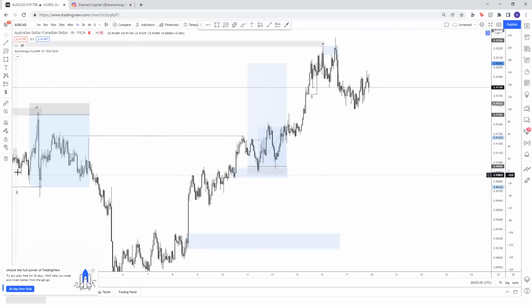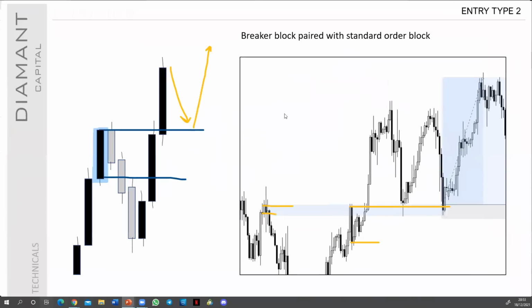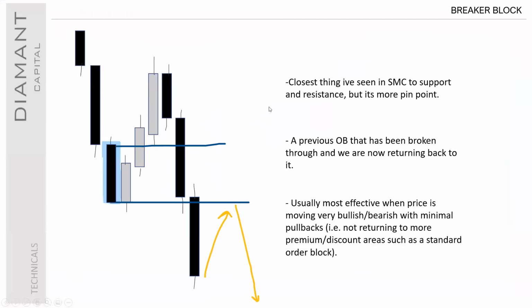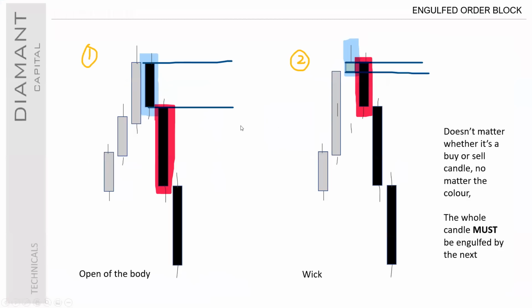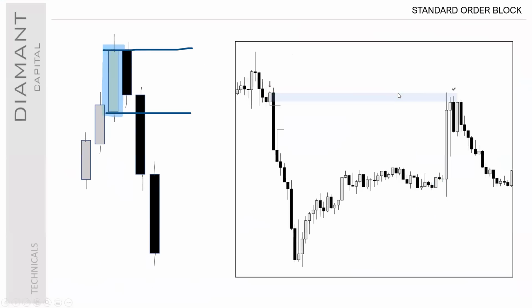But yeah, guys, that's pretty much it when it comes to these 3 main types of order blocks. So just to refresh your mind on all of these, let's go back. The third type is the breaker block. Second type is the engulfed order block. First type is a standard order block.